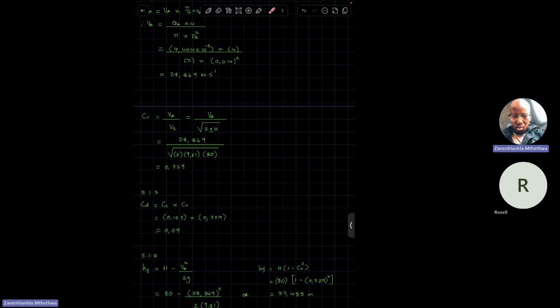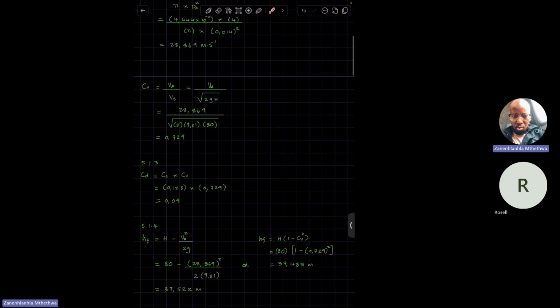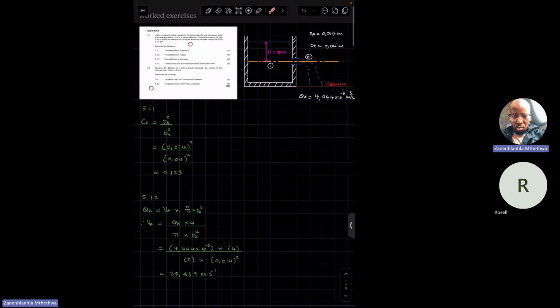Sometimes students worry too much about not getting exactly what I got. It doesn't really matter. As long as you stick to rounding off to three decimal places and you take the correct approach in calculating whatever quantity you need to calculate, you should be fine. Right, let's look at 5.1.3.